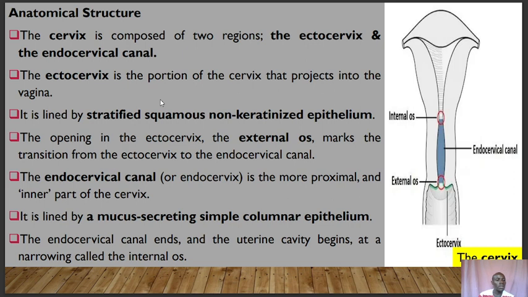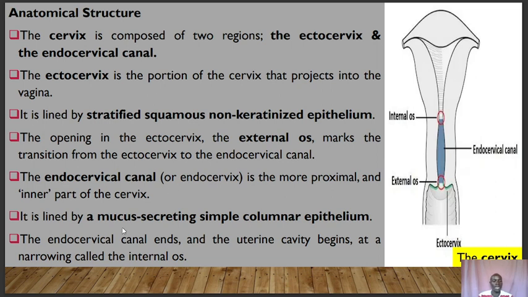The endocervical canal, on the other hand, or the endocervix, is more proximal and it's the inner part of the cervix. Here, guys, you can see the external os. Then we have the endocervical canal. And then lastly, we have the internal os before you get to the uterus. The endocervix is lined by mucus-secreting simple columnar epithelium.